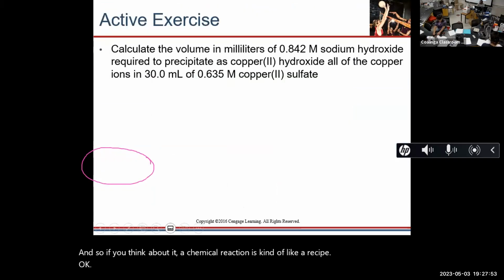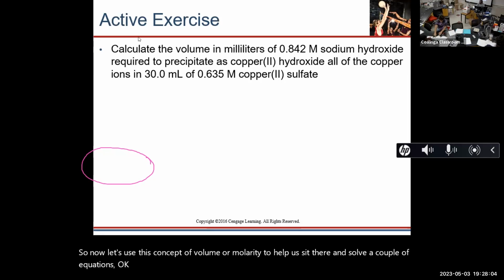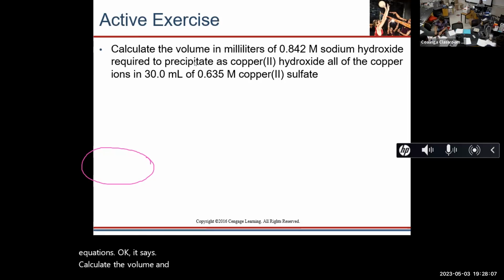Okay, so now let's use this concept of volume or molarity to help us solve a couple of equations. It says calculate the volume in milliliters of 0.842 molar sodium hydroxide required to precipitate as copper 2 hydroxide all of the copper ions in 30 mL of 0.635 molar copper 2 sulfate.